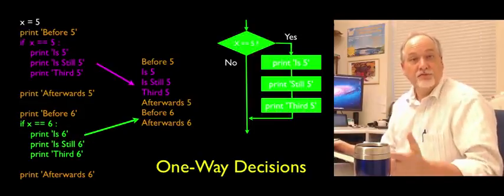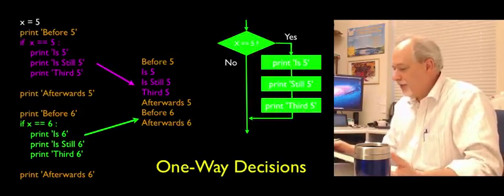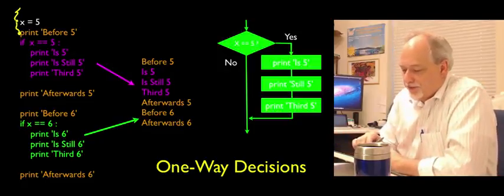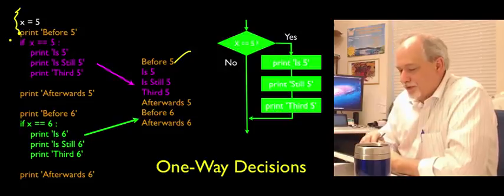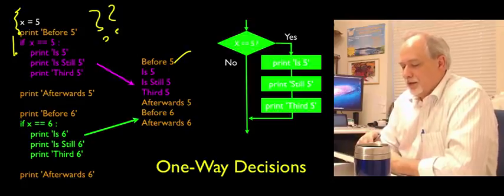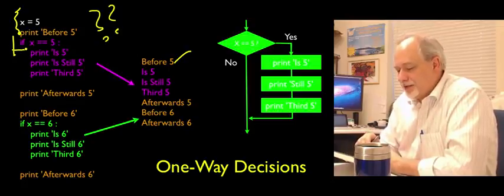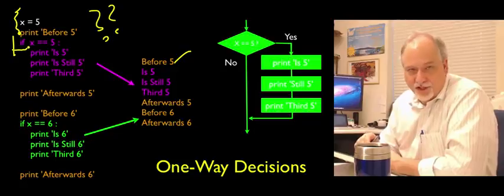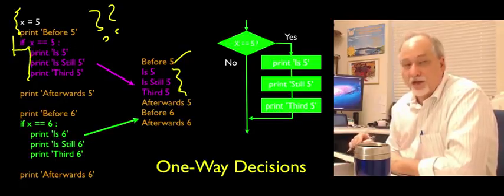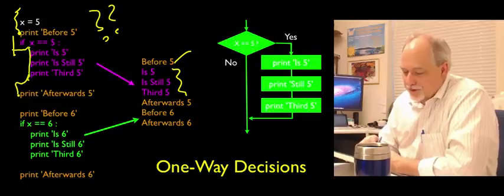Here we have more than one line in the indented block. These are called one-way decisions. And so we say x equals 5. We print out before 5, so that prints out. If x equals 5, remember the double equals is the question mark version of equality. Single equals is assignment. It says yes. So we indent, and the convention is to indent 4 spaces, although it doesn't really matter as long as you're consistent. Then it's going to run all 3 of those. Is 5, still 5, third 5. These lines all come out. And then it comes out and prints.